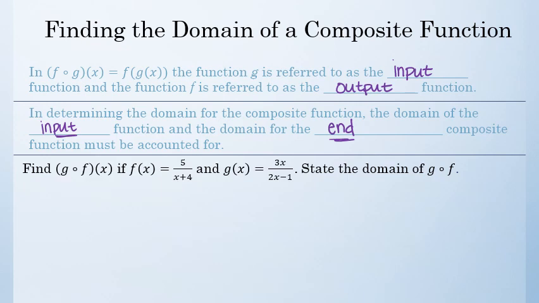Find g of f of x if f of x equals 5 over x plus 4 and g of x equals 3x over 2x minus 1, and state the domain of g of f. Okay, so let's first figure out what g of f of x is. That's going to be taking g and inputting in f of x, which is 5 over x plus 4. So we'll go to our g function. Anywhere I see an x, I'm replacing it with 5 over x plus 4.